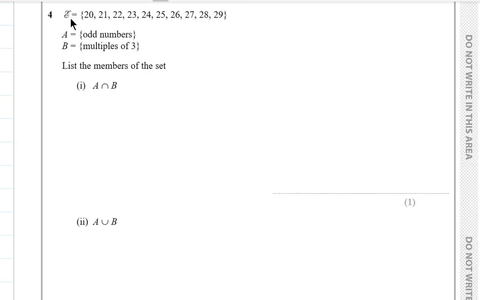Question 4. The universal set is 20, 21, 22 till 29. A is equal to the set of odd numbers. B is equal to the set of multiples of 3. List the members of the set A intersection B.